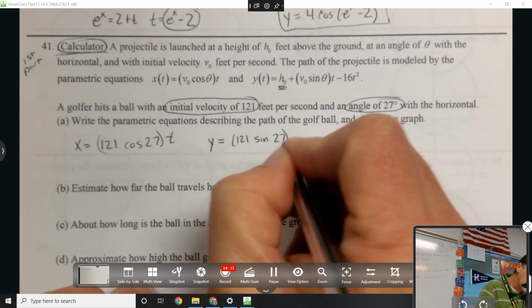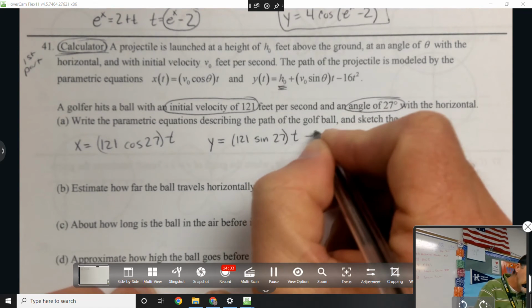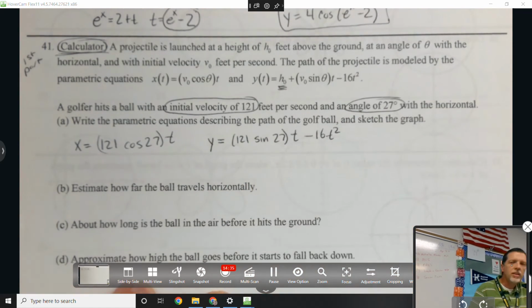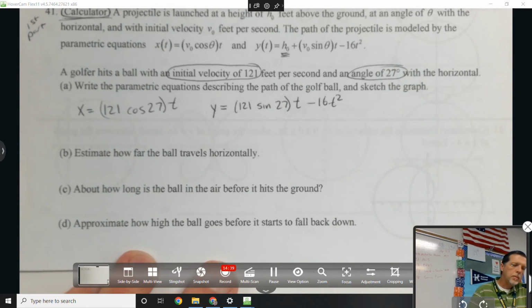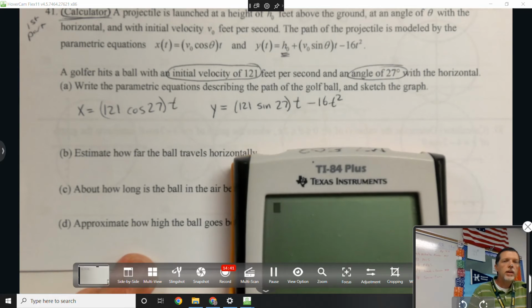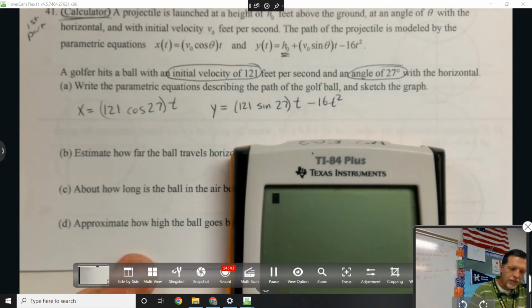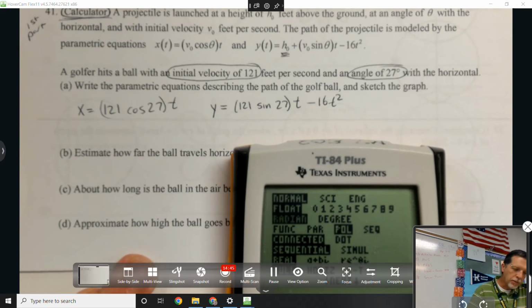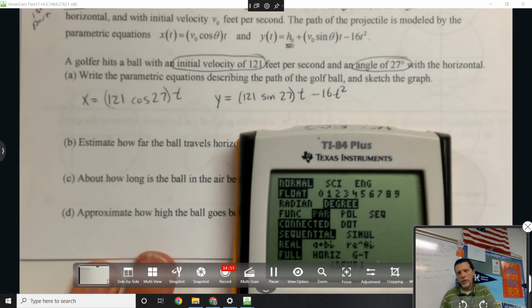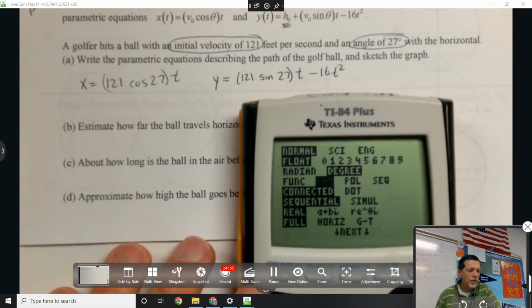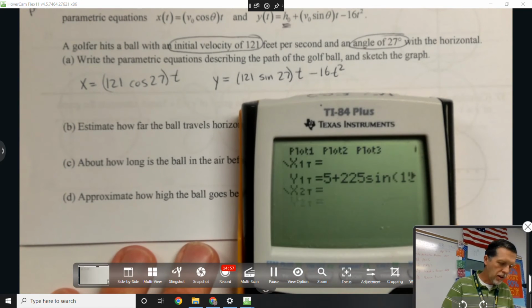121 sine 27 times t minus 16t squared. So for the calculator in the mode, we should have this on degree, parametric? Yes, both of those, that is correct. We want to be in degrees because our problem's in degrees. And we want to be in parametric because we've got a pair of equations. That's not really what pair means or parametric means, but it might help you remember.